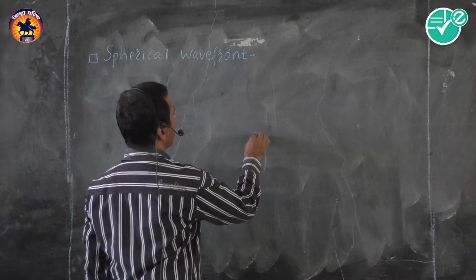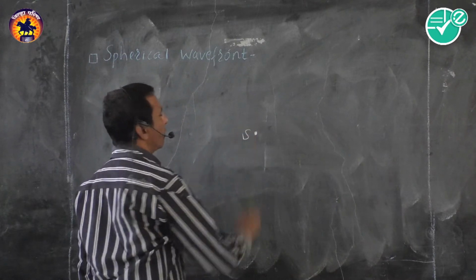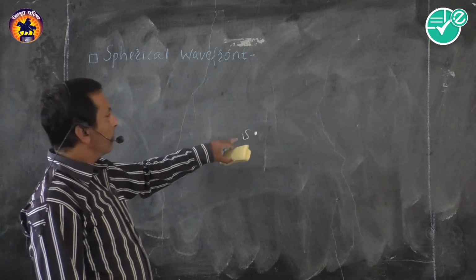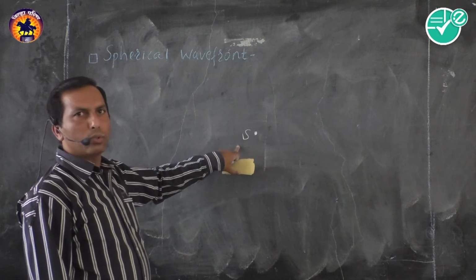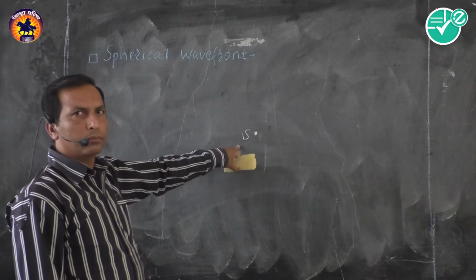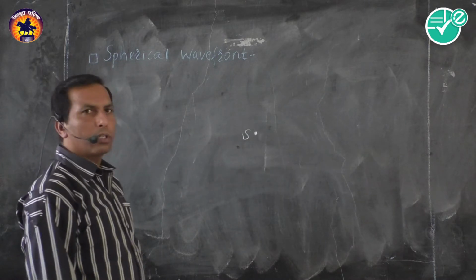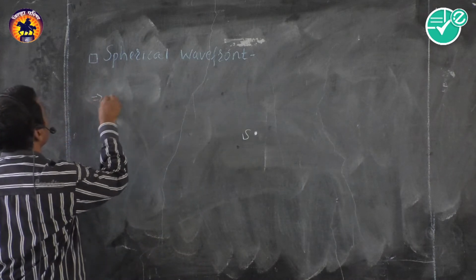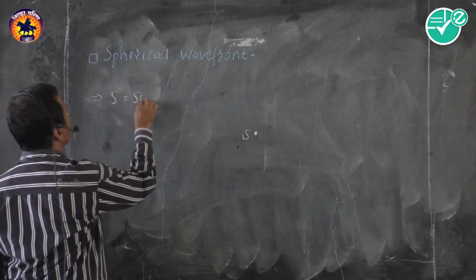First of all, consider S is a source of light. Generally, this is the primary source of light which emits light in the forward direction. S is the source.